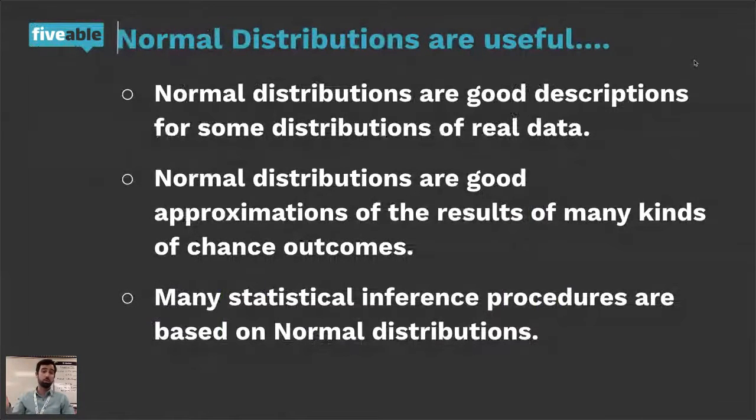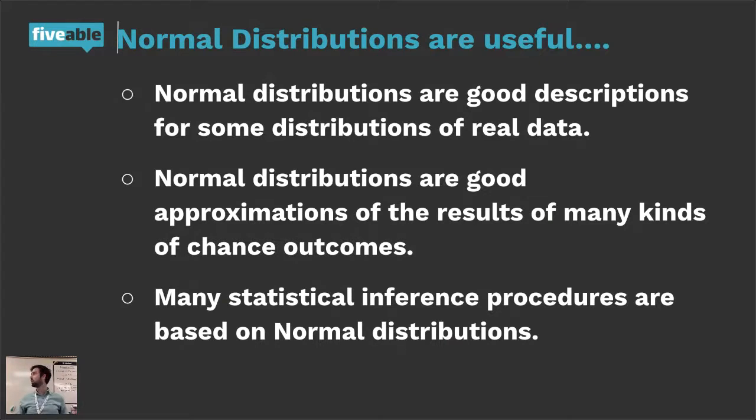Why are normal distributions useful? Well, they're useful for a couple different things. One, normal distributions are good descriptions for some distributions of real data. We as statisticians love to look at real data, and a lot of real data can be described by a normal distribution. Normal distributions are good approximations of the results of many kinds of chance outcomes. So anytime you think about a chance outcome, normal distributions are usually good models for that.